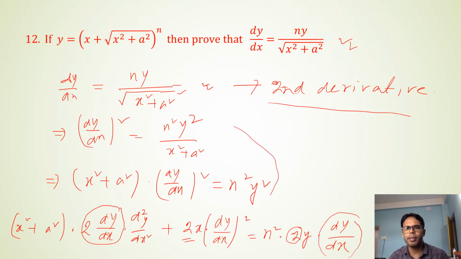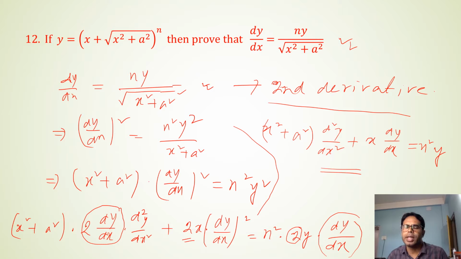So what will be the term remained? The term remained here is x square plus a square into d2y dx2, plus in the second term 2 and dy dx is cancelled, so we have remaining here x into dy dx. You see that one, x into dy dx only, and on the right hand side the terms remaining are n square, and 2 dy dx is already cancelled, so n square y. So this made the proof part of the second derivative of the given question.